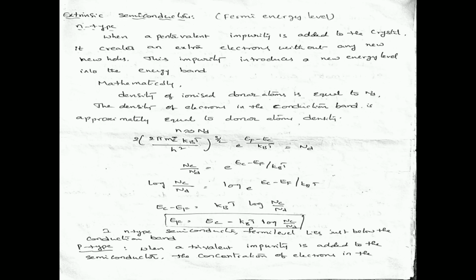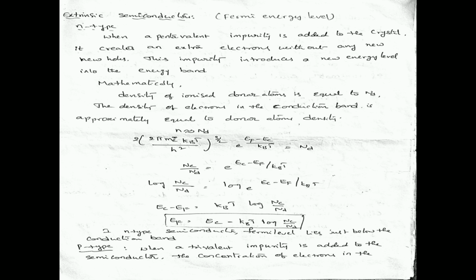Next topic, Fermi energy level in extrinsic semiconductor. In intrinsic semiconductor, the Fermi energy level is in between the conduction band and valence band. But in extrinsic semiconductor, how is the Fermi energy level? First we take n-type semiconductor. N-type semiconductor means when pentavalent impurities are added to the crystal, it creates extra electrons without any new holes. This impurity introduces a new energy level into the energy band.